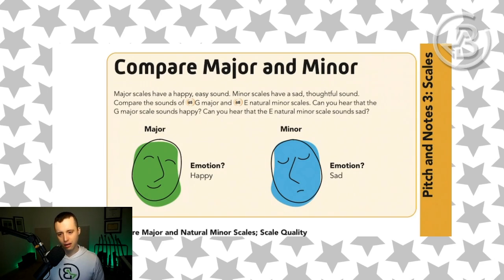Let's compare a natural minor scale to a major scale. You will hear that there's a difference, and that the major scale sounds more happy, the natural minor scale sounds more sad, or like it's thinking about something. So here's the major scale. How jolly. Here's the natural minor scale.